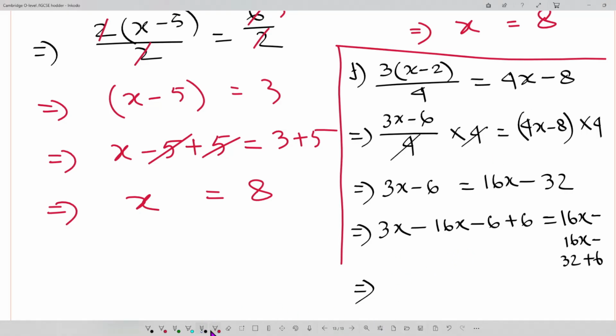now one by one we will deduct something, like minus 6 plus 6 cancels out. So 3x minus 16x, it will be minus 13x equals, plus 16x minus 16x cancels out, 32 plus 6 is 38. Okay, then we can divide both sides by minus 13. So it will be x equals minus 38 by 13. So this is our answer, x equals minus 38 by 13.